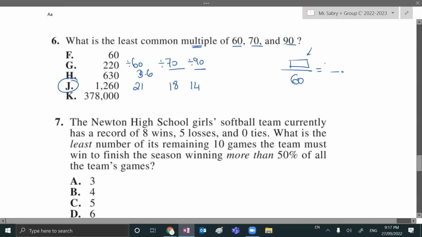شور؟ مثلا 120 divided by 60 هيطلع لي الانسر ب 2. So it is a multiple. 120 is a multiple of 60. بس 200 divided by 60 يطلع لي ب 3 point something. So 3 point يبقى ال 200 is not a multiple of 60. Okay?